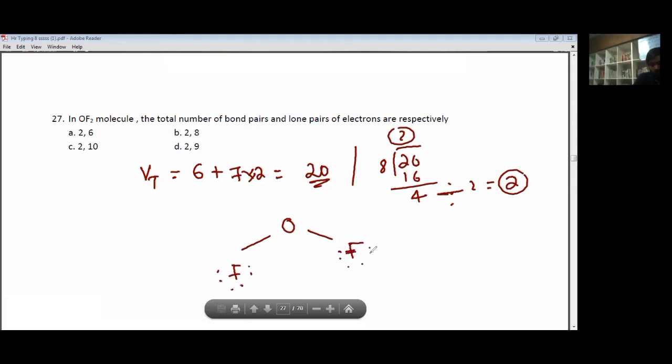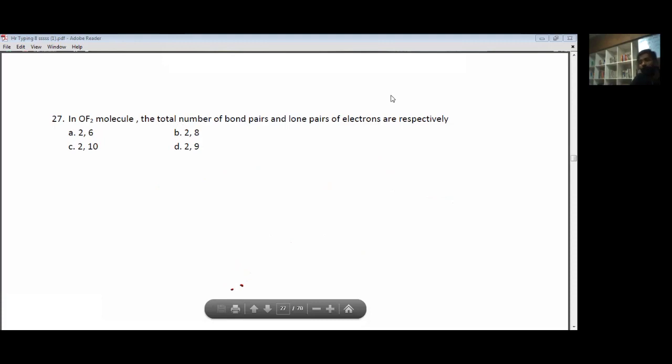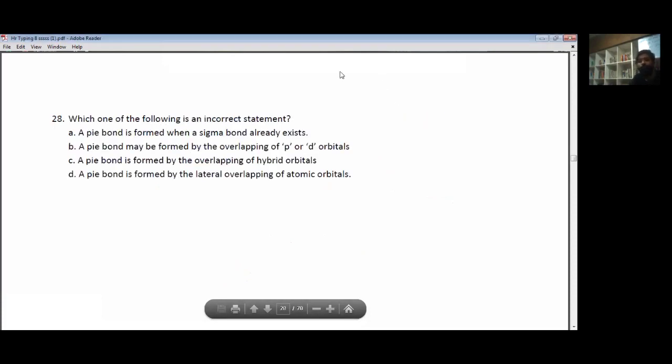Unlike hydrogen, each fluorine will be surrounded by 3 lone pairs. So 1, 2, 3, 4, 5, 6, 7, 8, that is 8 lone pairs and 2 bond pairs. So bond pairs 2, lone pairs 8. Choice is B. Move to the next question.